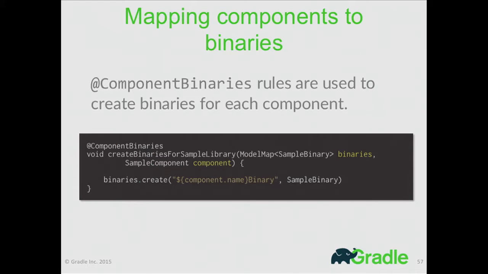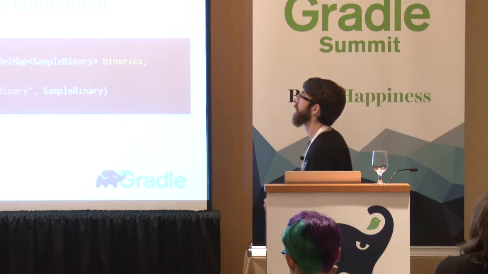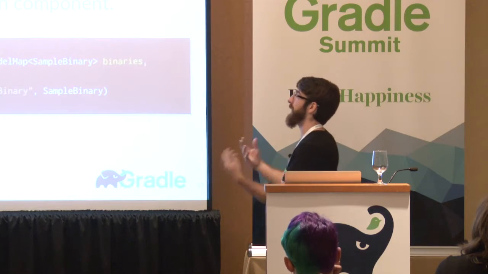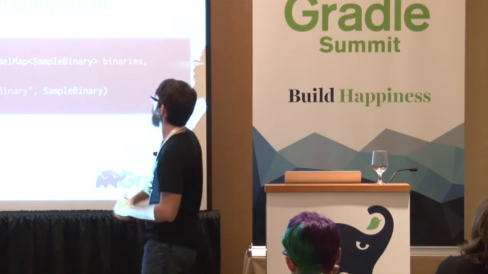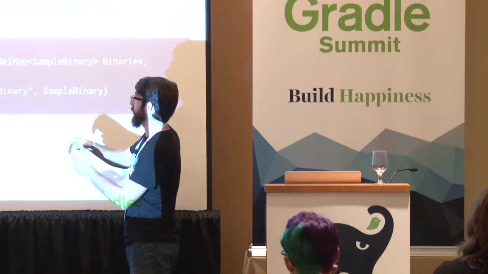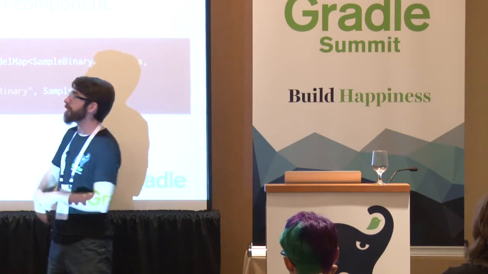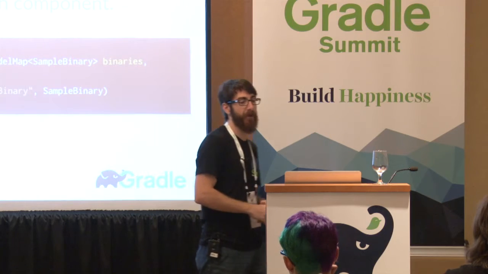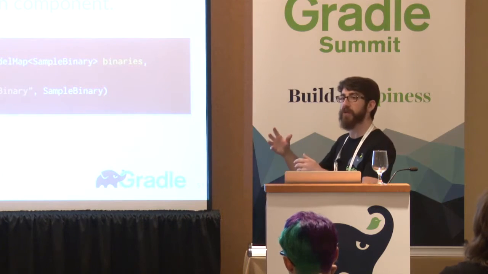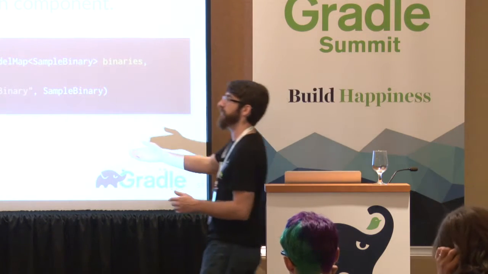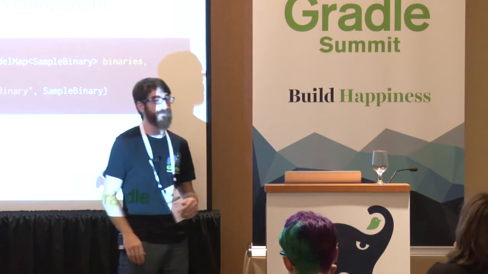And then we define rules that do this mapping, right? So basically I have to say, for every given component, here are its binaries, because any given component can create multiple binaries. So the component binaries annotation is basically, here are the binaries that I'm creating, and then I get as an input to this rule each of my components. So it's almost like a rule that we iterate on for each one of these that the user has defined in their build.